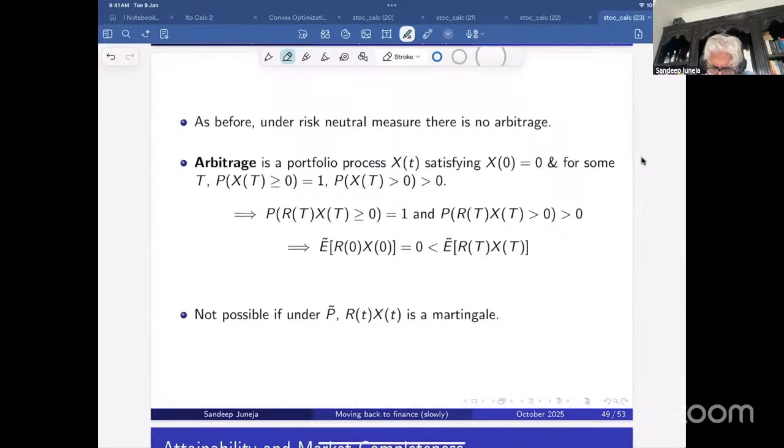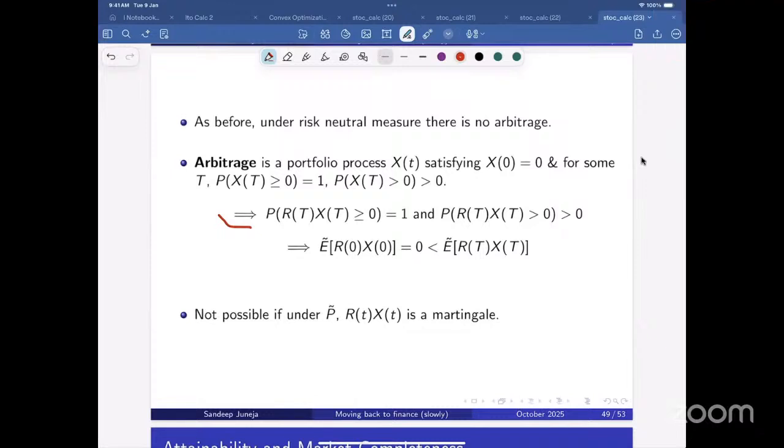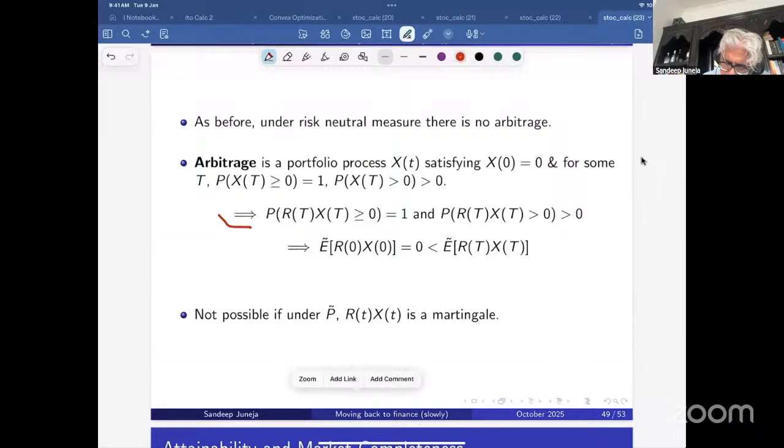Right, so this is the definition of an arbitrage. But now we have that our discounted portfolio process is a martingale. But if indeed there was an arbitrage, then this quantity is zero and this quantity is positive, because R_T X_T is positive with positive probability. So it's a non-negative random variable which is positive with positive probability. Its expectation is going to be positive.